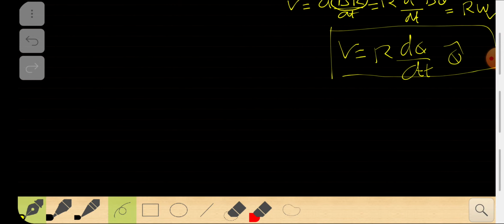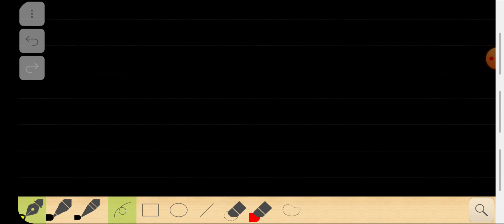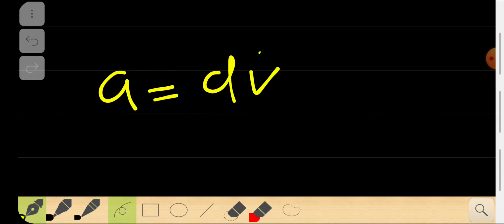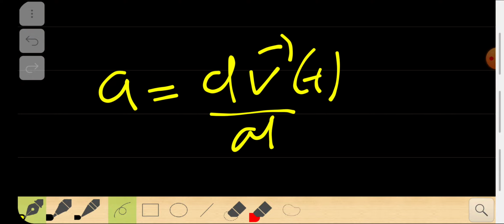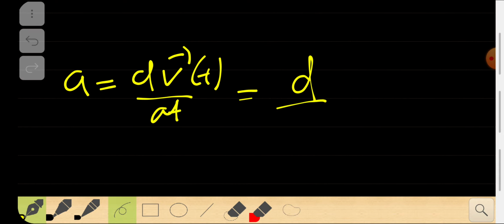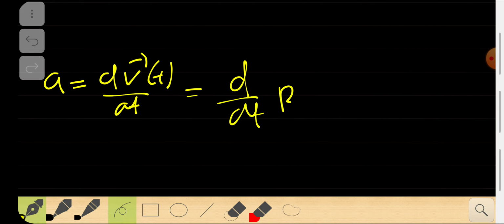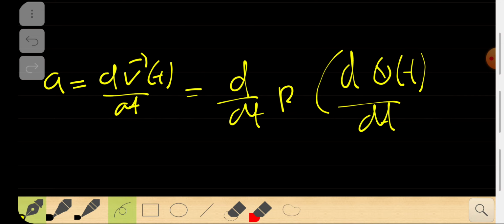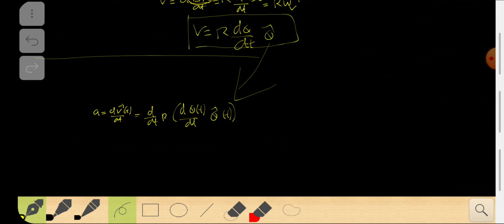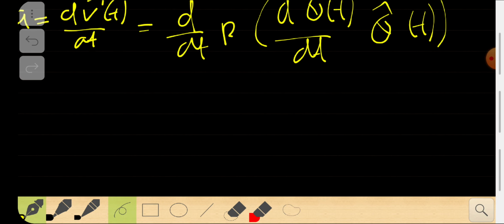Now what I'm going to calculate is one final thing. I know this is a long lecture, anyways. Acceleration is the next thing. So acceleration must be equal to dv of t by dt, right? So you can substitute the velocity equation in here, and you get d by dt of r times d theta of t by dt times theta cap of t. So that's the velocity equation substituted back in here, so that will be the acceleration.